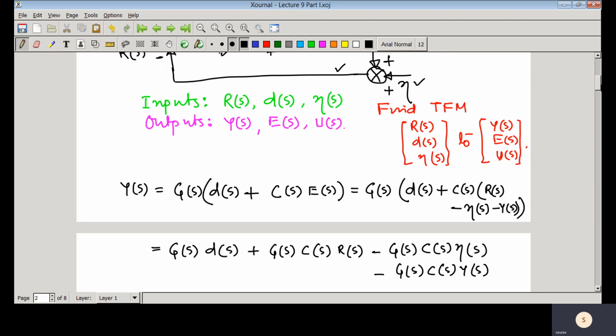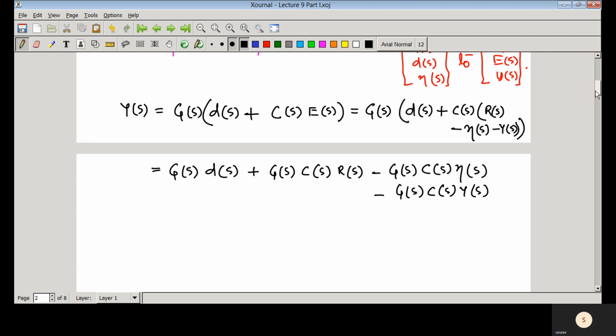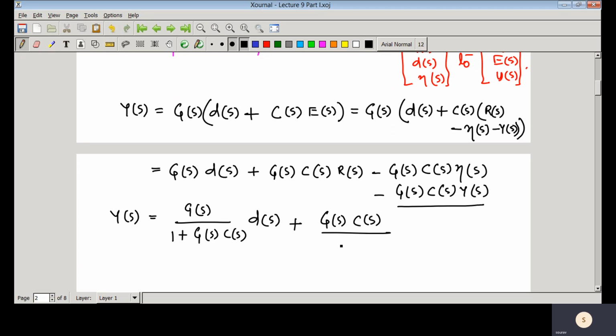So then what is Ys? If you take this particular term to the left and take that common, then we can write that Ys is equal to Gs divided by 1 plus GsCs into Ds, plus GsCs divided by 1 plus GsCs into Rs, and the last one is minus GsCs divided by 1 plus GsCs into eta s.